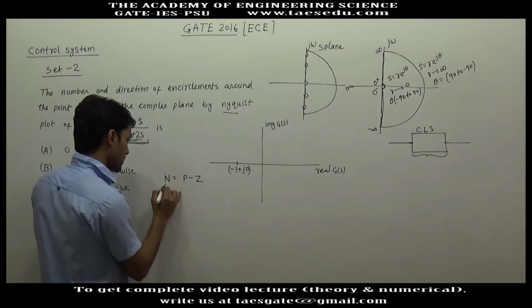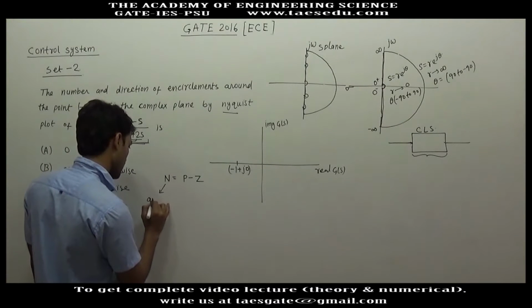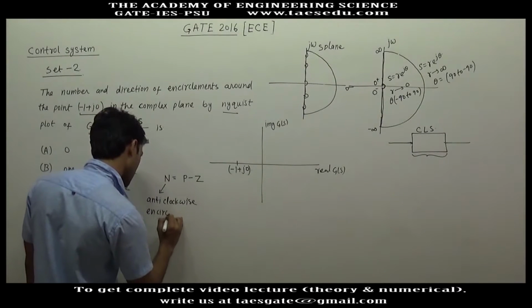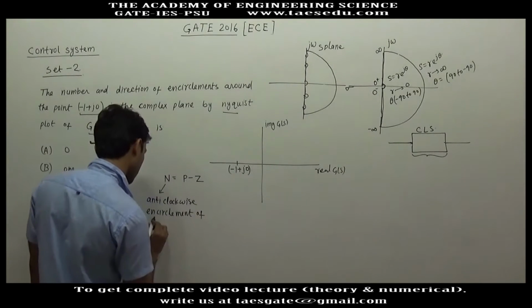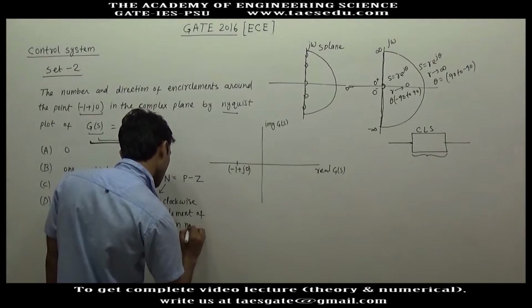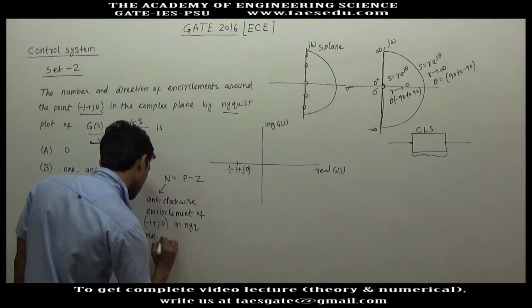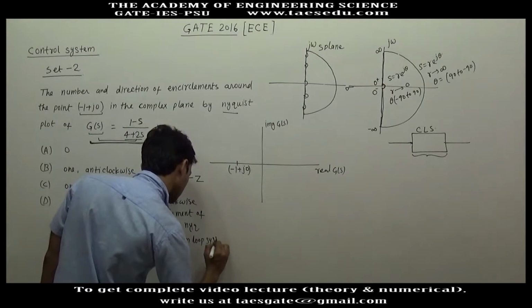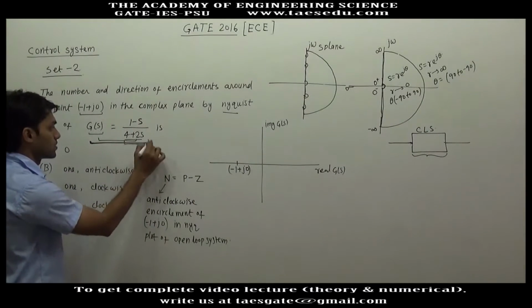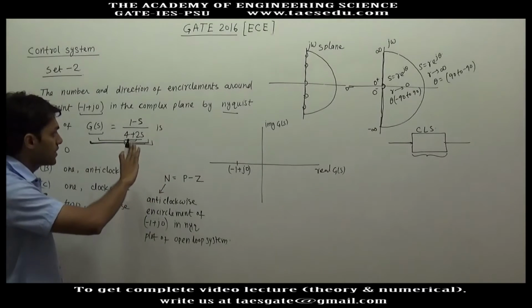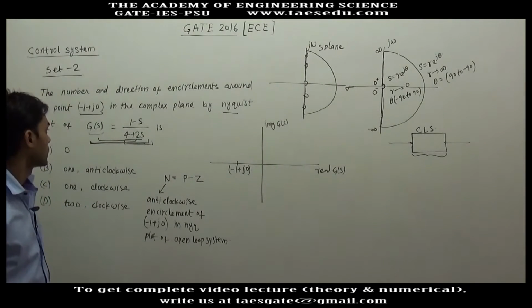Okay, and what is N? N is nothing but the anti-clockwise encirclement of -1 plus j0 in the Nyquist plot of the open loop system. So this is our open loop system, and for this system only we have to find out the number of encirclement and direction, and we are trying to find out the answer by relating this question to the stability of a closed loop system.